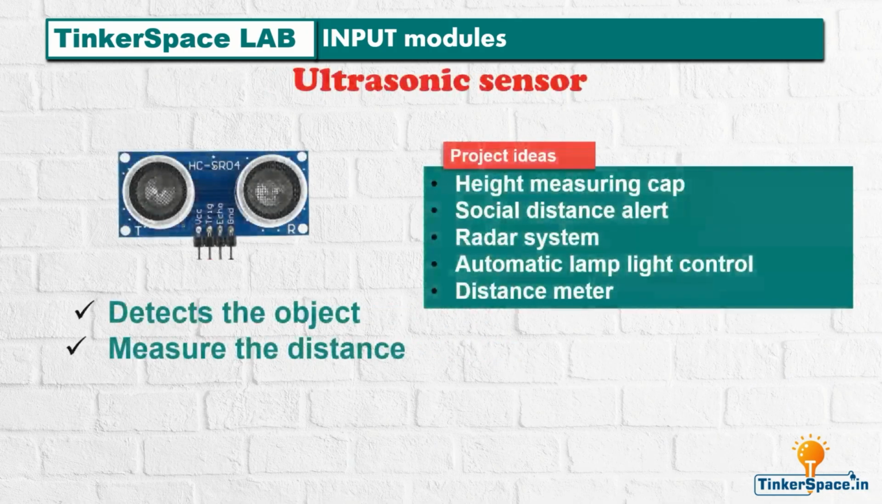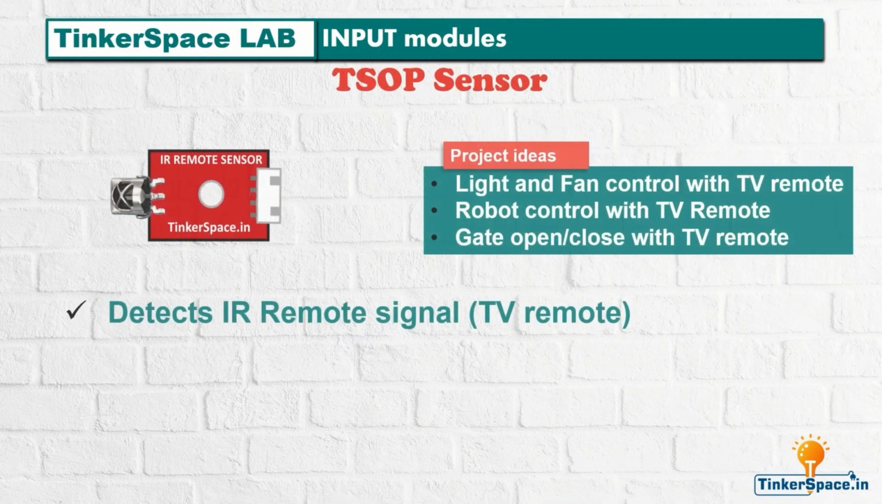We have the ultrasonic sensor, which is used to detect the object, and it can also measure the distance between the object and the sensor. It is used in projects like height measuring cap, social distance alert, radar system, automatic lamp light control, distance meter, etc. Finally, the TSOP sensor or the IR remote sensor, which detects the IR remote signal or the TV remote signal. We can use this sensor in projects like light and fan control with TV remote, robot control with TV remote, gate open close with TV remote.